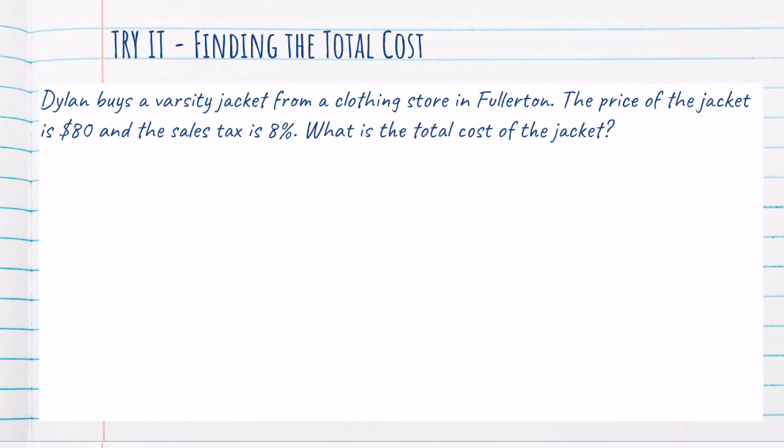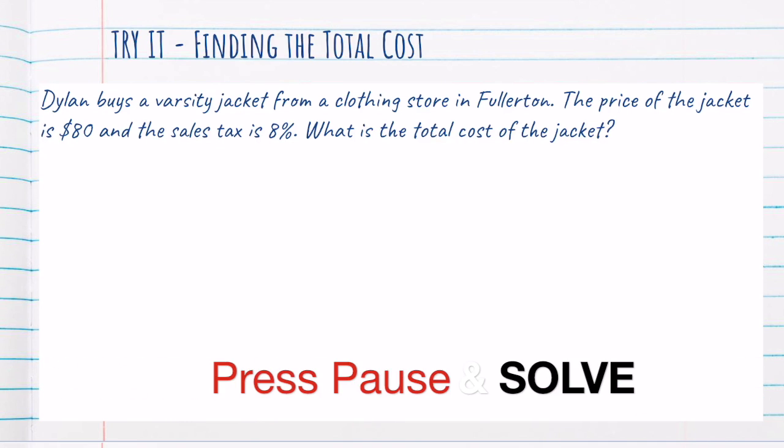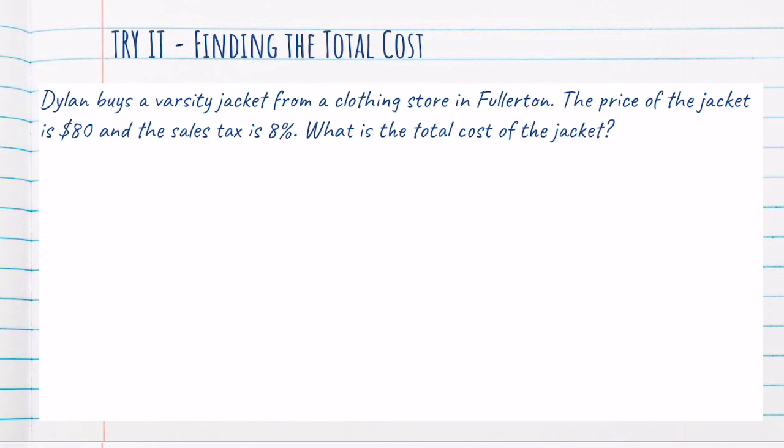So your next try it problem is: Dylan buys a varsity jacket from a clothing store in Fullerton. The price of the jacket is $80 and the sales tax is 8%. What is the total cost of the jacket? So take the time right now to figure out how much the sales tax is and how much the full cost will be if the sales tax is applied to the jacket.